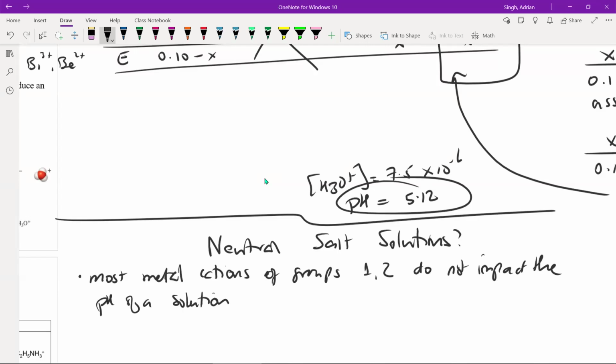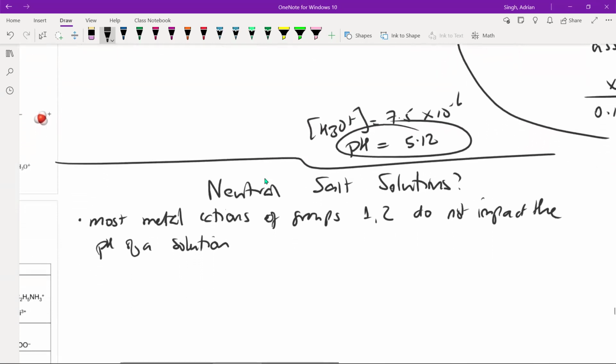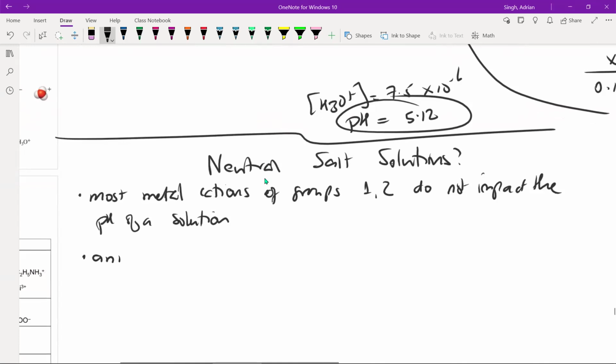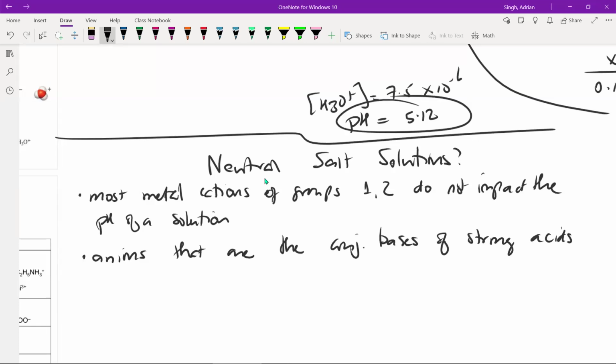What we're also going to see is that anions that are the conjugate bases of strong acids do not hydrolyze to any significant degree. In other words, they won't affect the pH of the solution, right? And we talked about this as a consequence of that inverse relationship where you have a strong acid, you have a weak conjugate base, for instance.